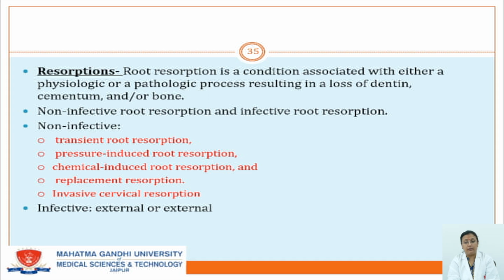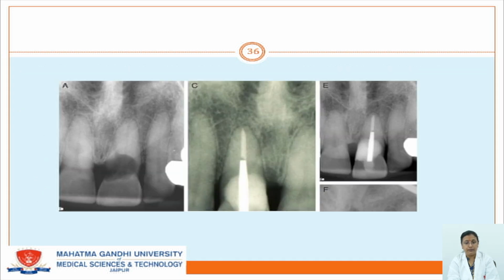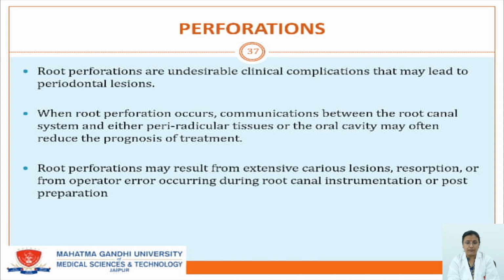Infective resorption can be external or internal. So this is the resorption, and we can see in this picture it was treated and filled with MTA or Biodentine and then again filled with the obturation material. The tooth was obturated, so we could save the tooth.